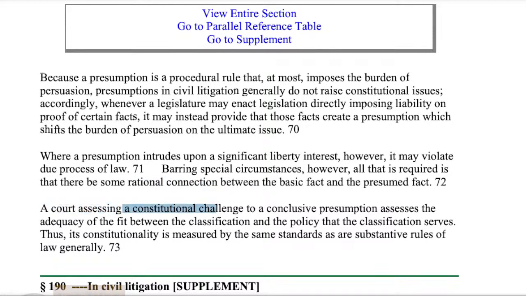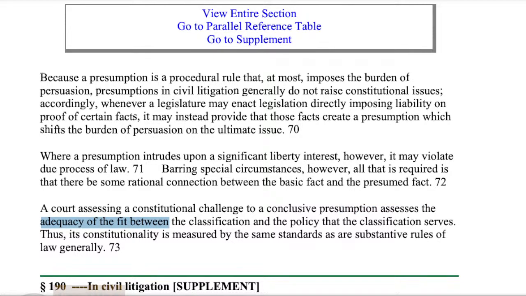A court assessing a constitutional challenge to a conclusive presumption assesses the adequacy of the fit between the classification and the policy that the classification serves. Thus, its constitutionality is measured by the same standards as are substantive rules of law generally. So the court, when it's assessing a constitutional challenge to a conclusive presumption, assesses the adequacy of the fit between the classification and the policy that the classification serves, the intention and the adequacy of it, fulfilling that intention.